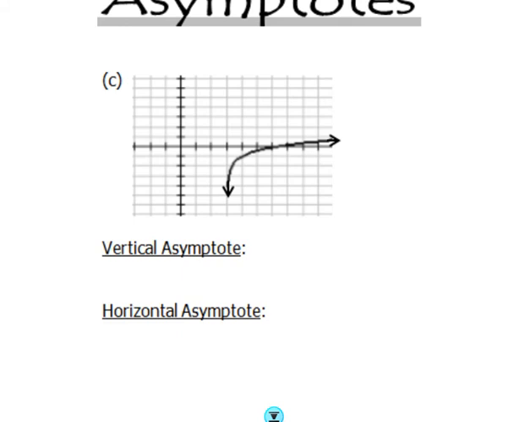Alright, one more example. Here's our asymptote, dotted in a line at 3. It's vertical, so that's x equals 3, and there's no horizontal asymptote.